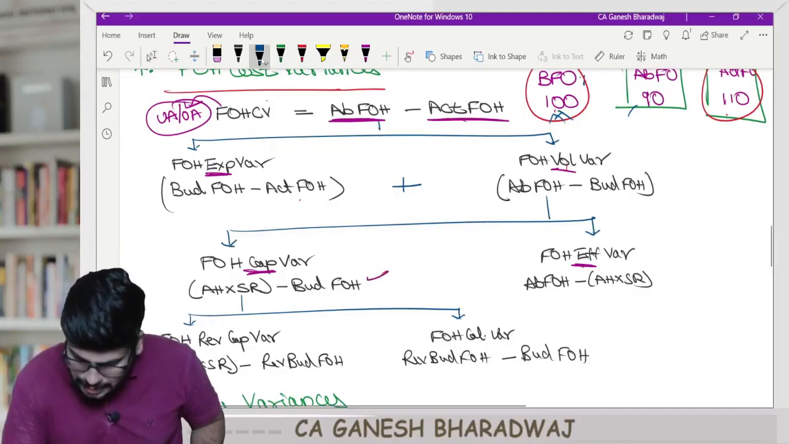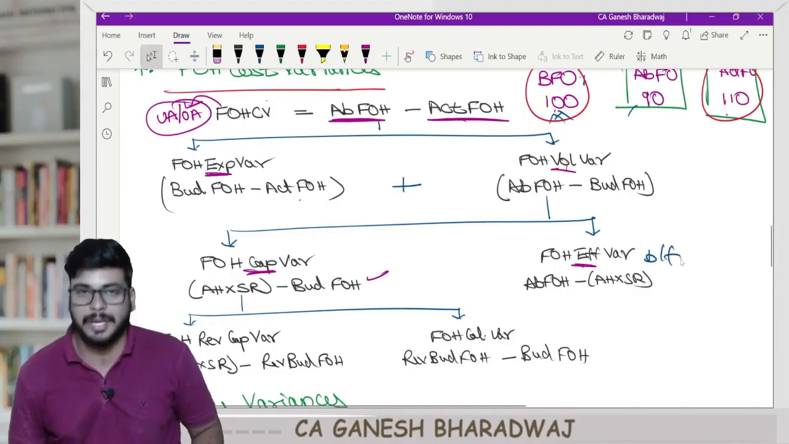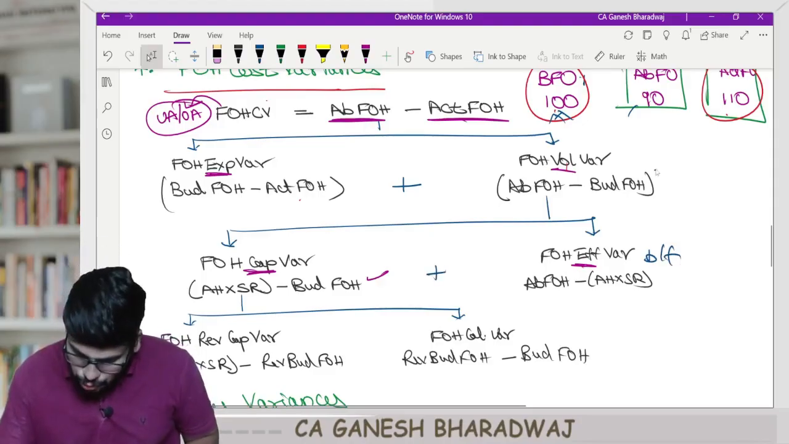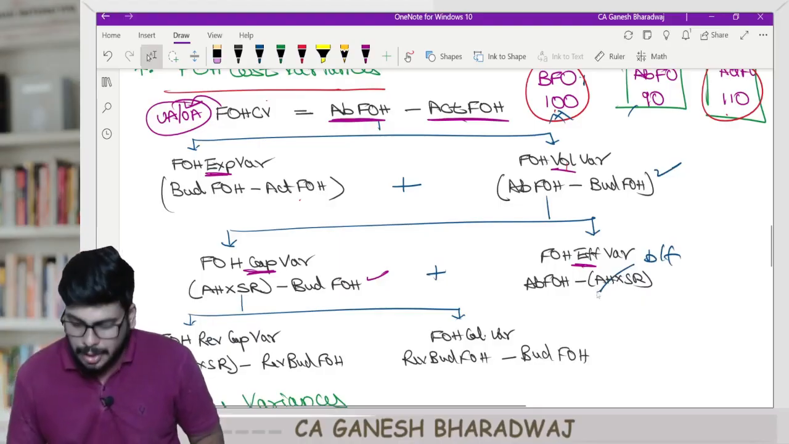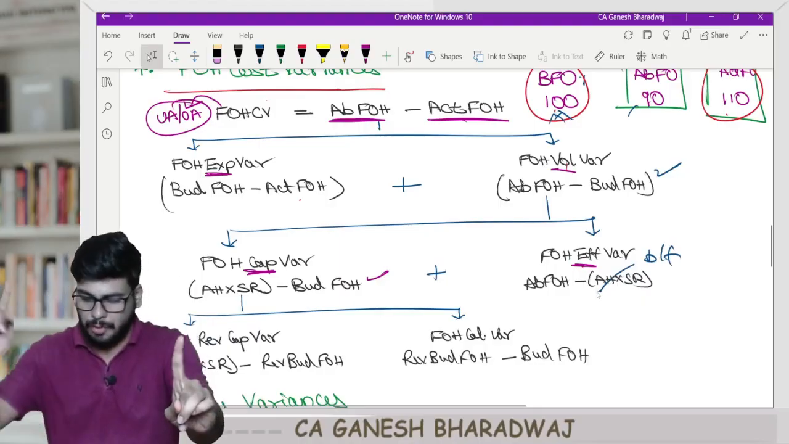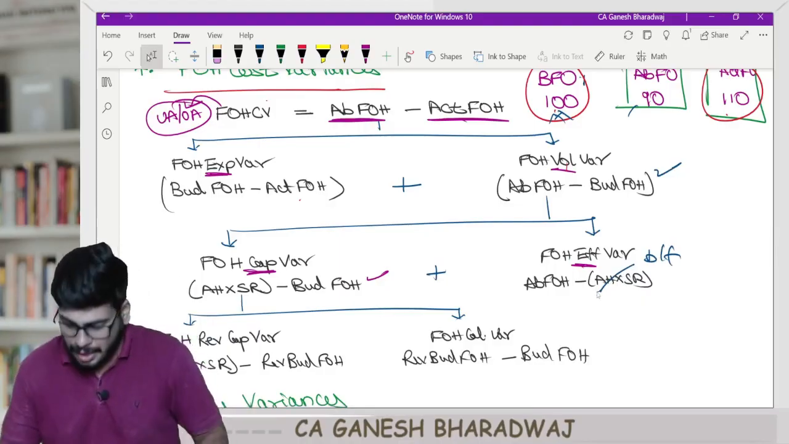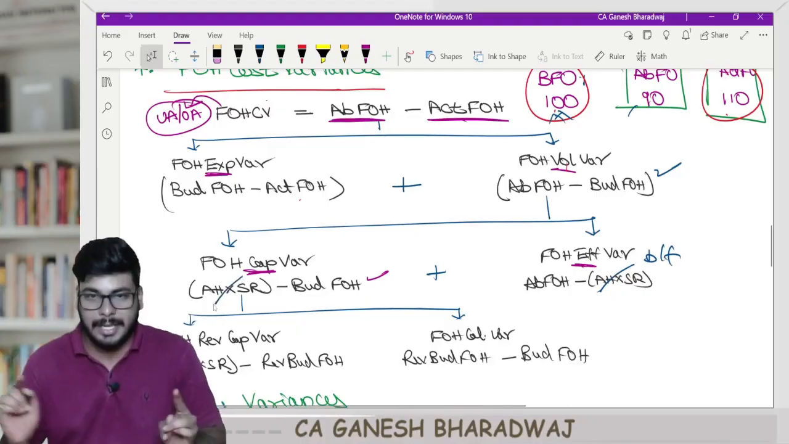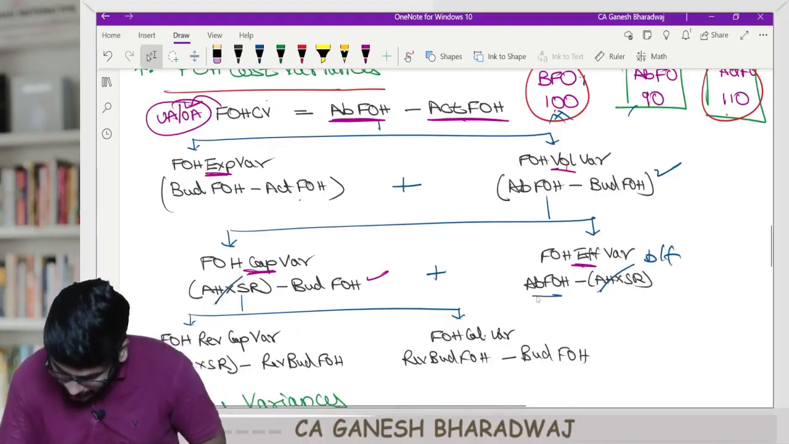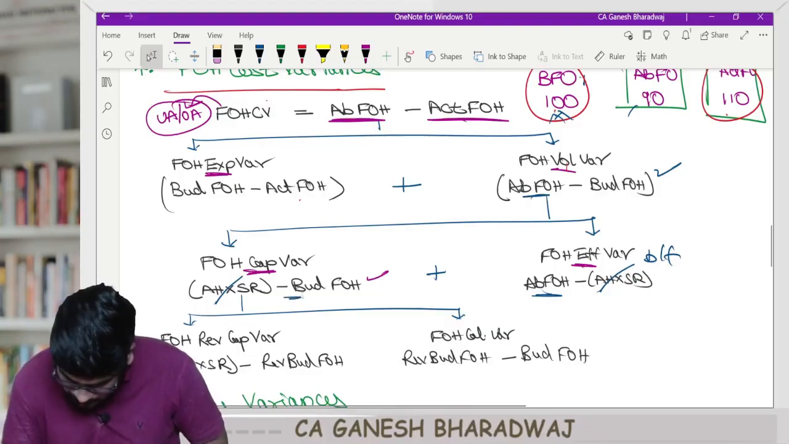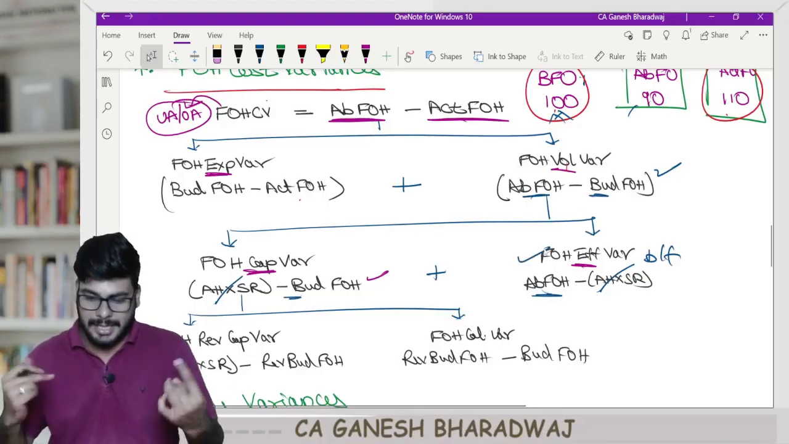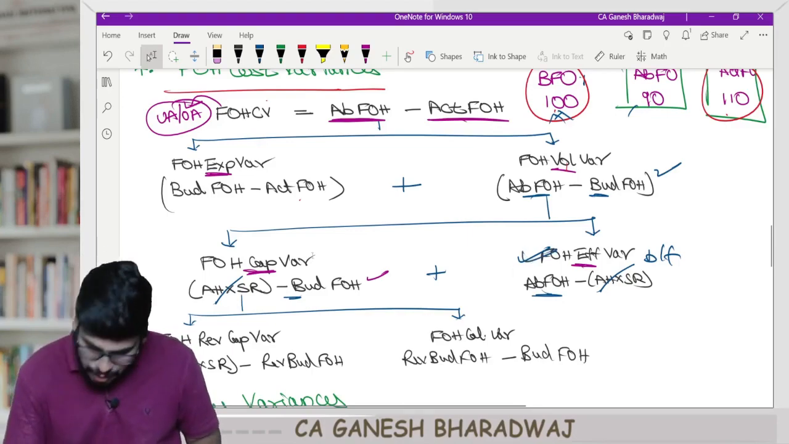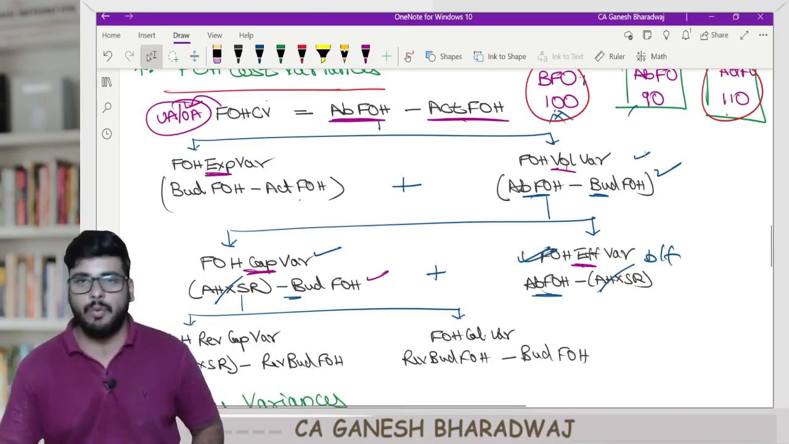Once again, efficiency variance is the balancing figure. If you add these two, you should get the top figure. Here the formula is absorbed fixed overheads minus AH into SR. AH into SR and AH into SR get cancelled. If you add up these two, you will get absorbed fixed overheads minus budgeted fixed overheads, the volume variance.